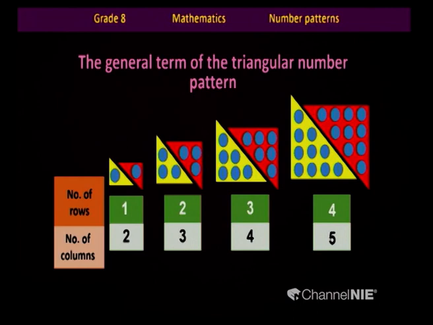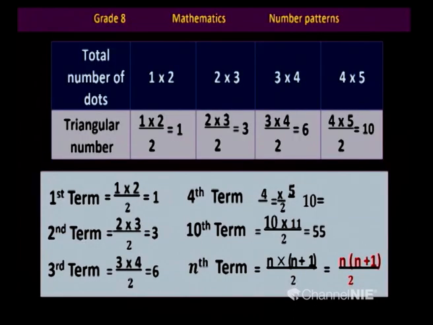Fourth one, we have got 4 rows and 5 columns. When you double it, you can observe the number of rows is equal to the number of the term. The number of columns is always equal to 1 more than the number of the terms. So, by multiplying these, or by counting the dots, we always get twice, or the double, of the value of a term of the triangular number pattern.